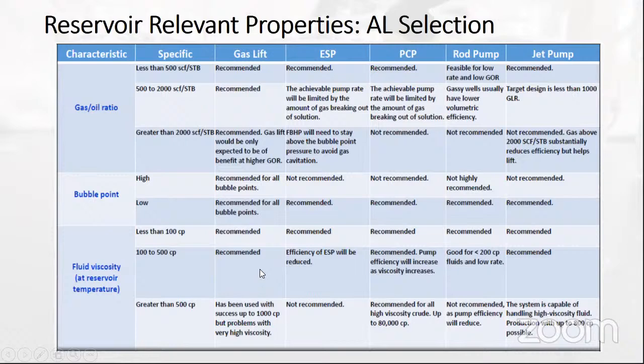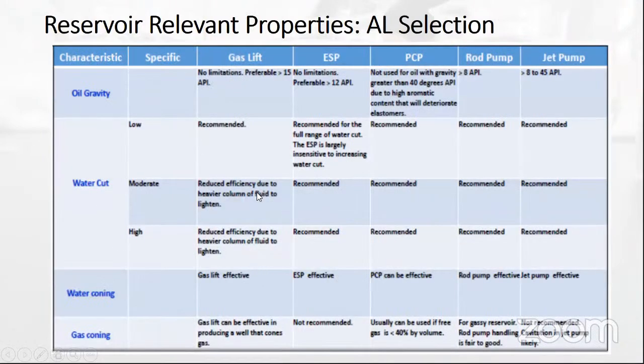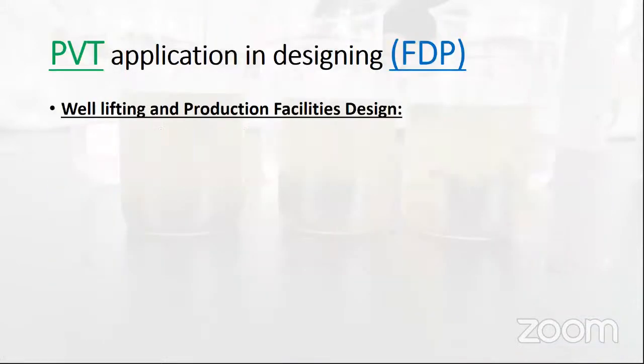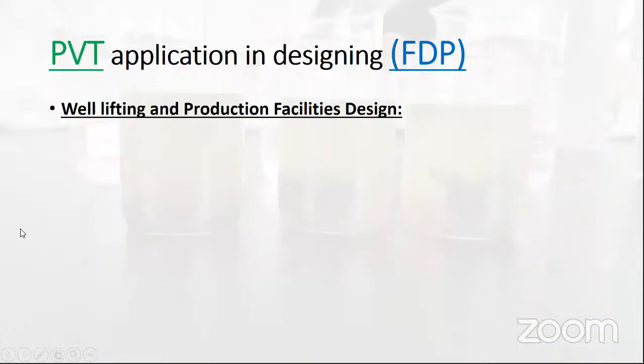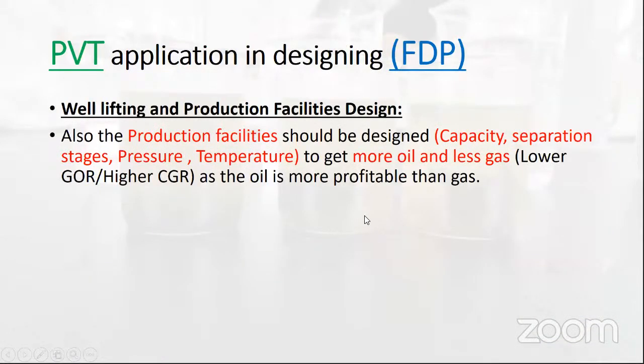Also, if you have a high viscosity, the recommended method is to use the PCP pump, or also the rod pump. For high rates, you can use the ESP. Okay, so we talked about the well artificial lifting design.